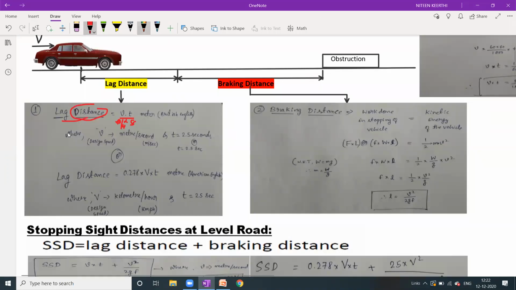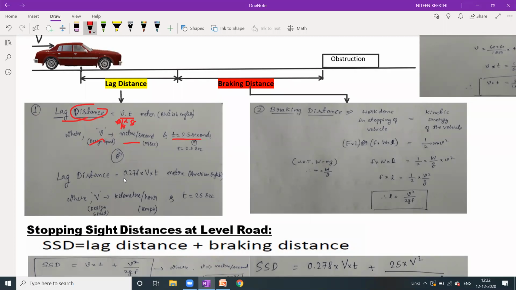So what is time here? T is the total reaction time of a driver, and V is the design speed of the vehicle. Here I have written it again: V is the design speed, which is in meter per second, and T is the total reaction time of a driver, which IRC recommends as 2.5 seconds, right? Coming to the conversion of V in meter per second to kilometer per hour.